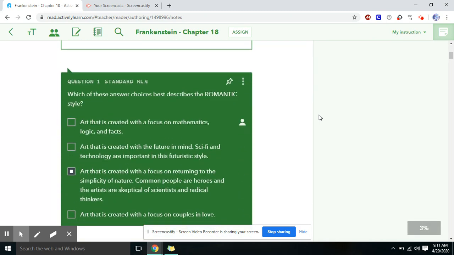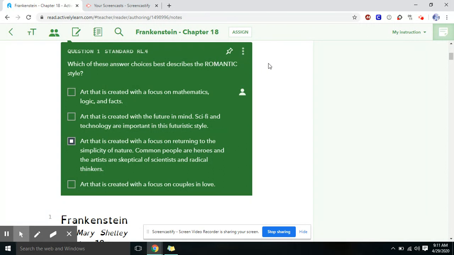So before we move on, I'm going to just show you the answer to this question because it's kind of a review. So which of these answer choices best describes the romantic style? So again, this goes back to that Nearpod from Monday, Tuesday. So the romantic style is art that is created with a focus on returning to the simplicity of nature. So as we're reading, we're looking for nature, right? Simplicity.